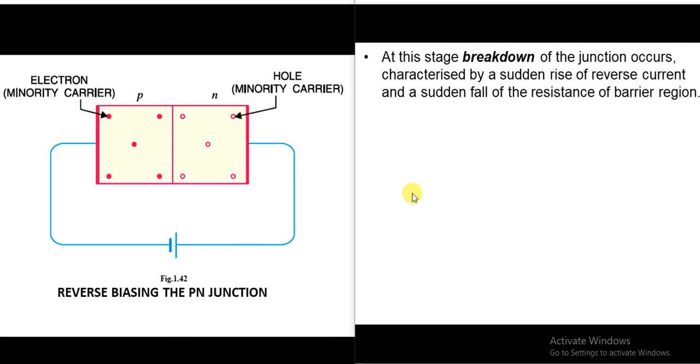So at this stage the breakdown of the junction occurs, and it is characterized by a sudden rise in the reverse current and a sudden fall of the resistance of the barrier region. This destroys the junction permanently and the diode will burn out.